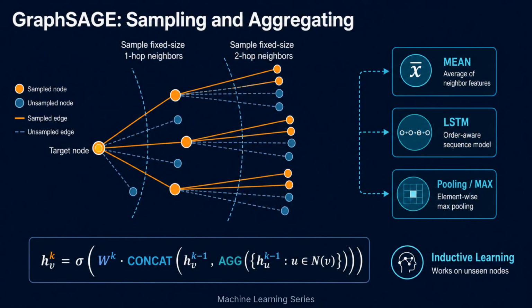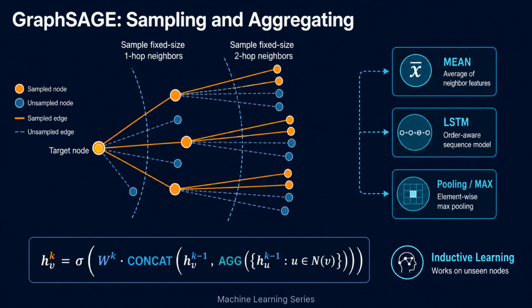GraphSage, which stands for sample and aggregate, addresses scalability and inductive learning. Instead of using all neighbors, it samples a fixed number at each layer. The original paper uses 25 first-hop and 10 second-hop neighbors. This bounds computation regardless of graph size. More importantly, GraphSage is inductive. It learns aggregation functions rather than embeddings for specific nodes. This means it can generate embeddings for nodes it has never seen during training. The architecture concatenates the node's own features with aggregated neighbor features, then applies a neural network.